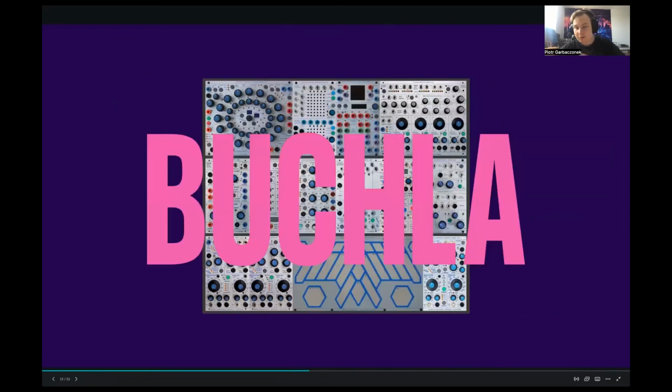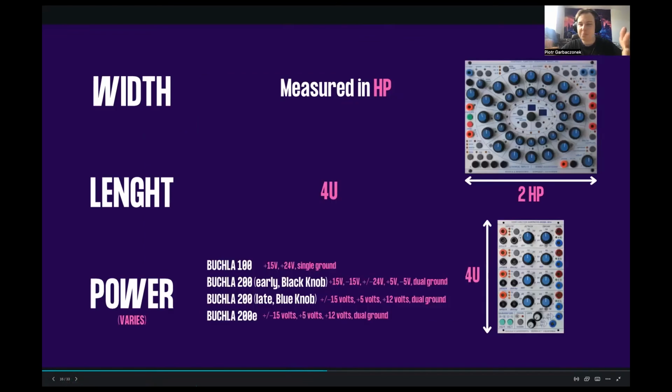Then we go into the Buchla format. The Buchla format was founded by John Buchla in the 60s in Berkeley, and now they have been making more and more modules like that. But they are not Eurorack. They are measured in HP as well, but it's a much different length. This is a module that's 2 HP, this is a module that's 1 HP. So it's really just how many spots are available. And then the length is in 4U, so 4 rack units.